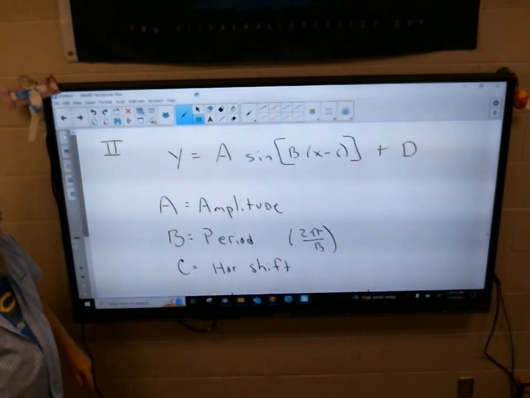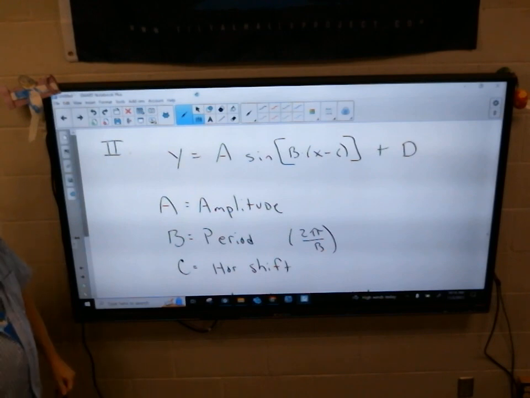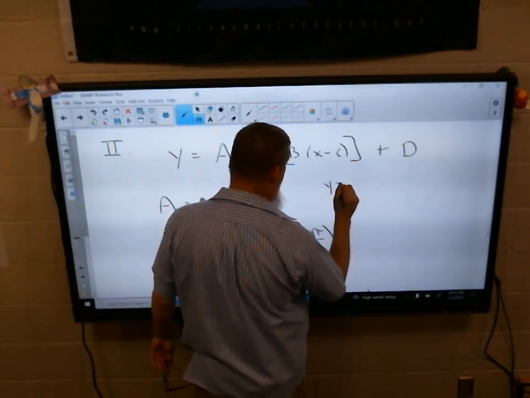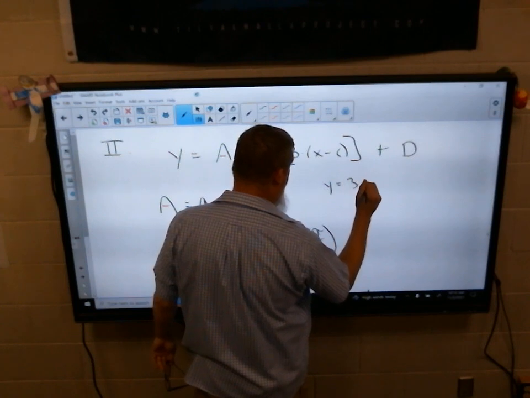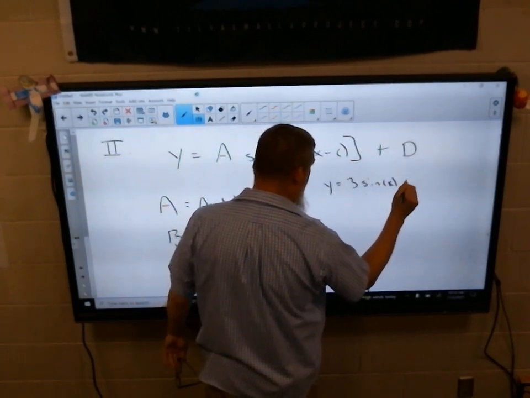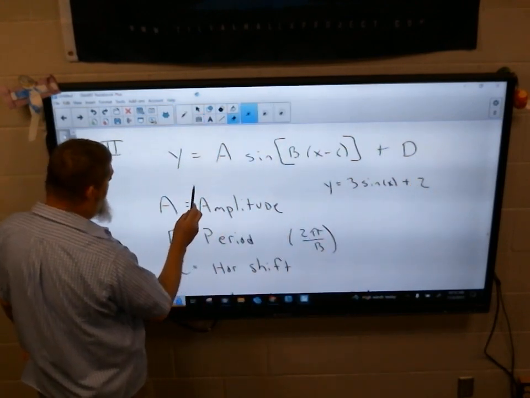So would your amplitude equal the vertical shift? Would those be the same? Not really. Let's give you an example. Let's say I had y equals 3 times the sine of x plus 2. Okay? So it's something very basic.